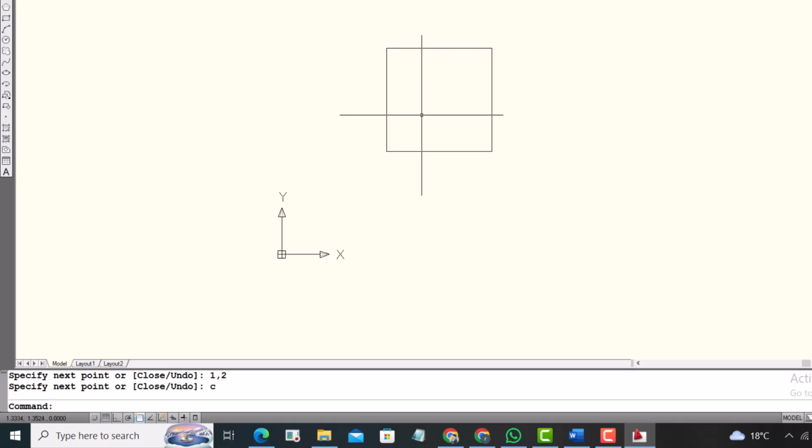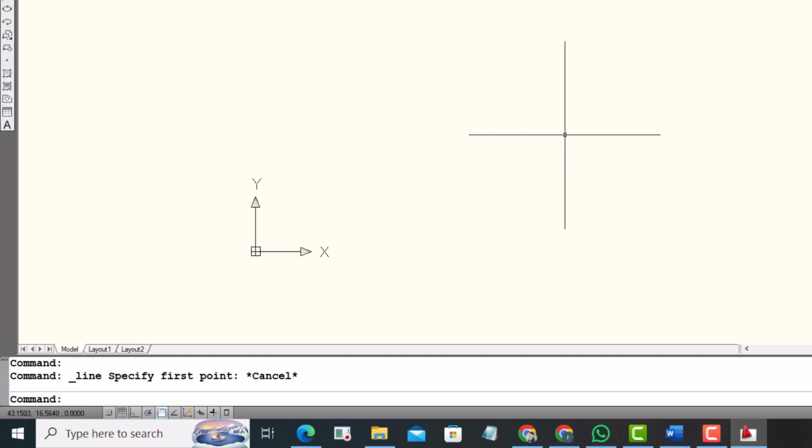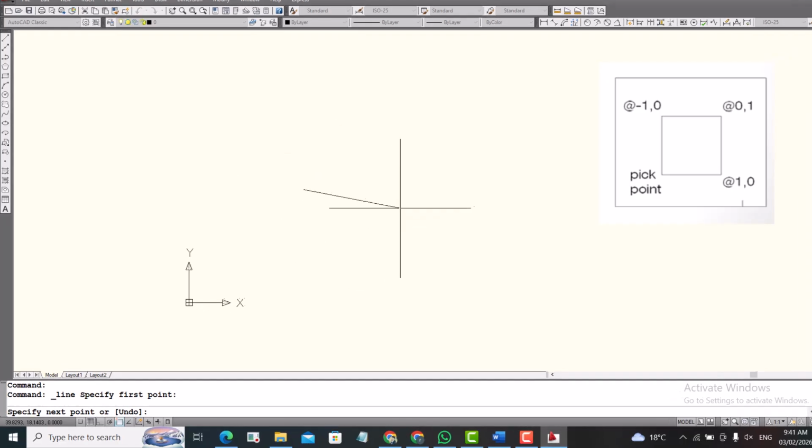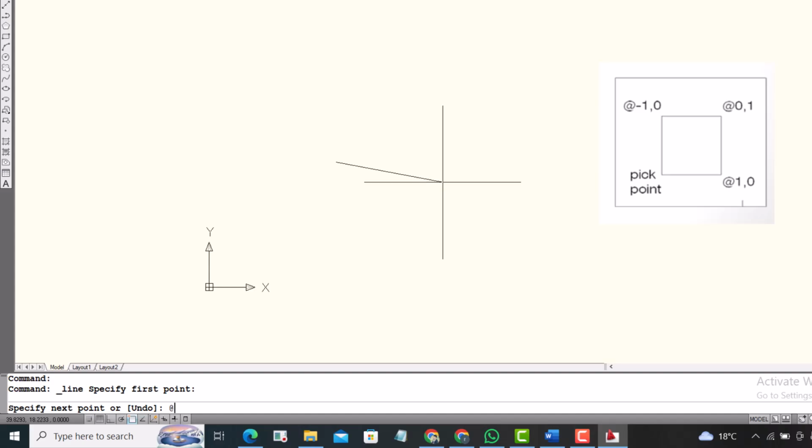Now we have another system, call it relative coordinate system. It is different from absolute coordinate system. Let's start to learn what is the relative coordinate system. Now I just Control Z. For relative coordinate system, just activate line, select the pick point anywhere, for example here. For next point, you have to add symbol @, then X let be 1, Y equal to 0. It means 1 unit far from this pick point, and Y must be in the same level because we inserted 0. Just enter.